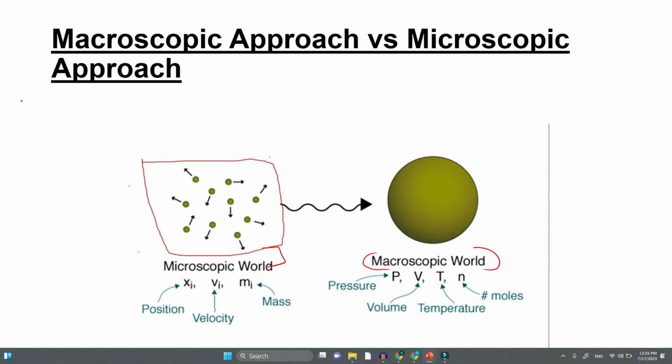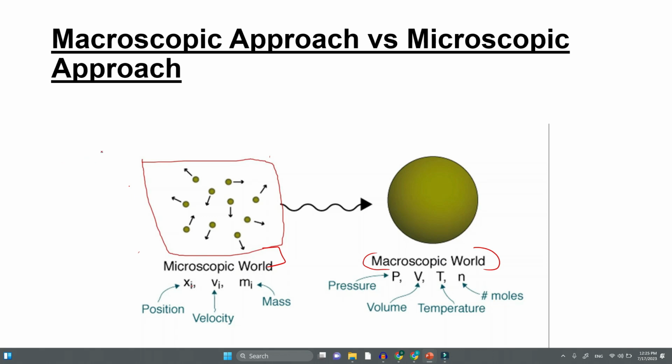So for taking microscopic approach, there is another branch of thermodynamics that is called statistical thermodynamics, which we are not covering in this course. For an engineer, for solving simple problems or normal engineering problems, we need only the macroscopic approach. We need not use the microscopic approach.